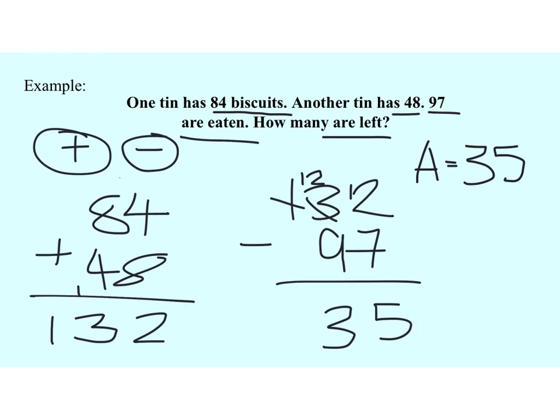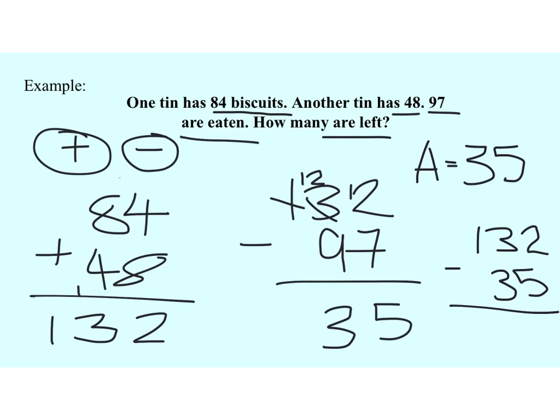Now to do that, I can see that if I look at the amount of biscuits there are in total, which is 132, and I take away my answer, which is 35, if my answer is 97, I know I have worked out the problem correctly. Because if I take that 132 biscuits that I had in total, take away the 35, if my answer is 97, I know I've worked out the problem correctly.